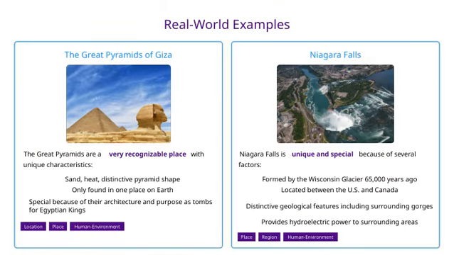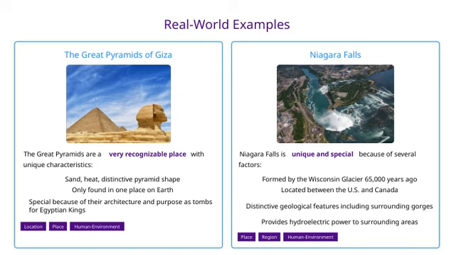Now let's look at some real-world examples that illustrate these concepts. First up, the Great Pyramids of Giza. These pyramids are incredibly recognizable around the world, and they have some very unique characteristics. For instance, they're built with sand and are exposed to the heat of the Egyptian desert. Their distinctive pyramid shape makes them stand out. Interestingly, you won't find similar structures anywhere else on Earth, which makes them truly special.